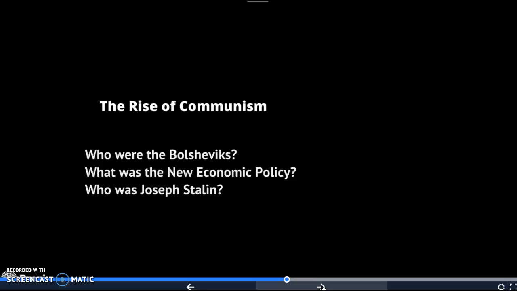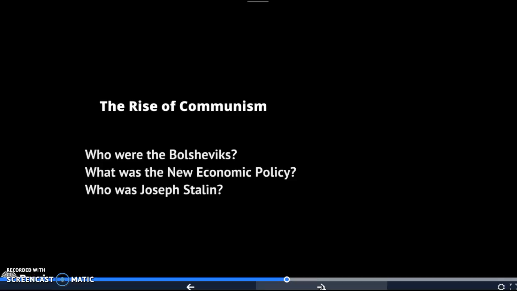So he actually is going to come up with something called the New Economic Policy. And what he does is he takes capitalist ideas, he gives incentives to the farmers to grow more food, and it works. For a while, it works, and it increases the amount of food grown, and it helps the Russian economy grow again.